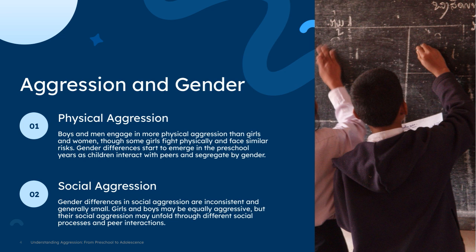When we turn to social aggression, the picture is less clear. Traditional views might suggest that girls use social aggression more often, but research shows that these gender differences are generally small and inconsistent. Instead, gender seems to play a bigger role in shaping how social aggression happens and the ways peers respond to it, rather than how often it occurs. So, while boys and girls may be equally aggressive socially, the underlying social processes and peer interactions can differ significantly.